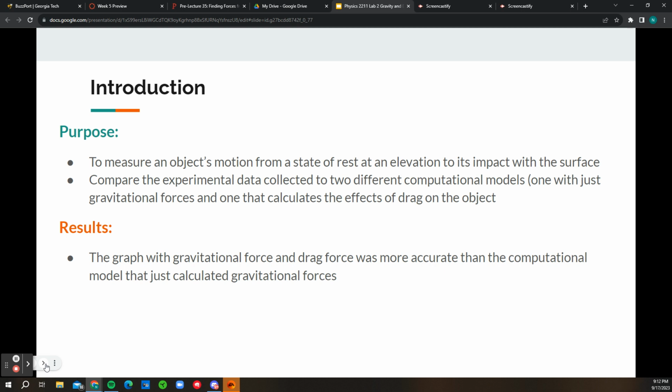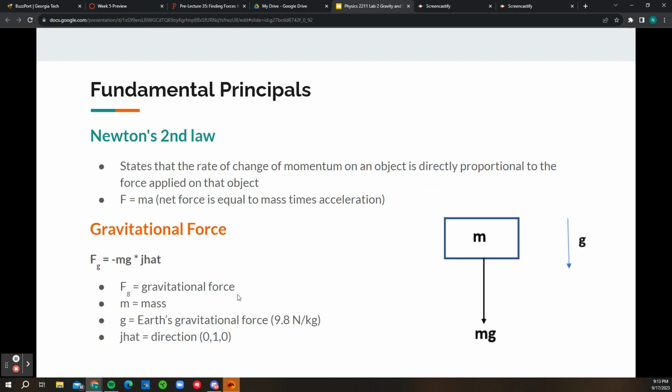at an elevation to its impact with the surface, as well as compare the experimental data collected to two different computational models, one with just gravitational forces and one that calculates the effect of drag on the object. A brief result of this lab was that the graph with gravitational force and drag force was more accurate than the computational model that just calculated gravitational forces.